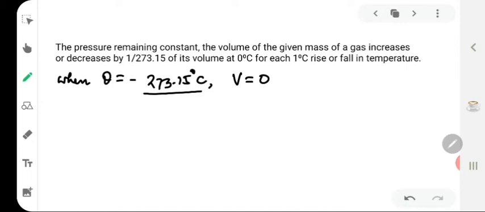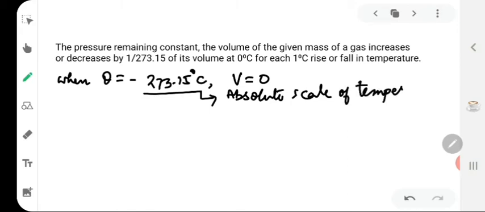A temperature scale whose 0 coincides with this value, that is minus 273.15 degrees Celsius, is called the absolute scale of temperature, and minus 273.15 degrees Celsius is called absolute 0.